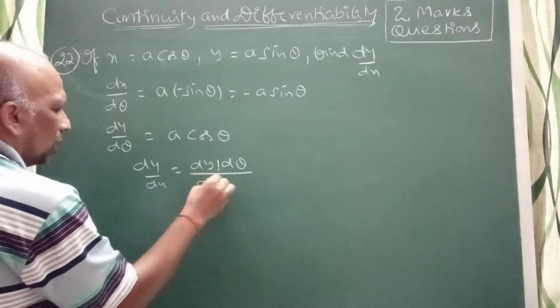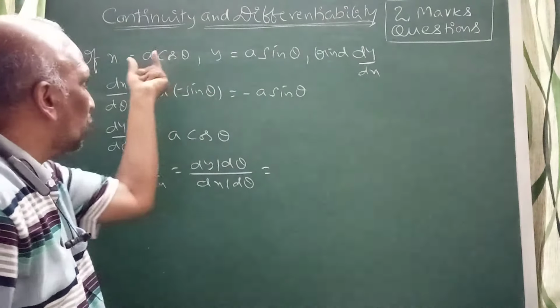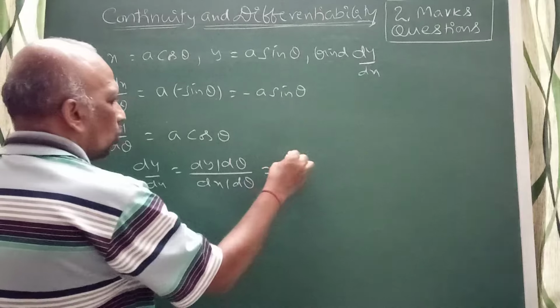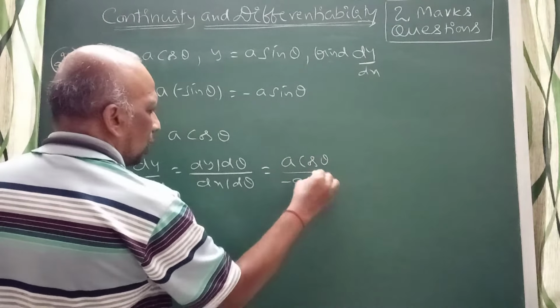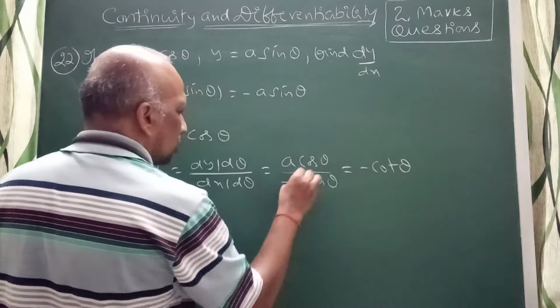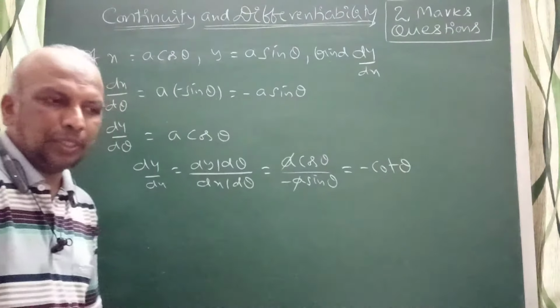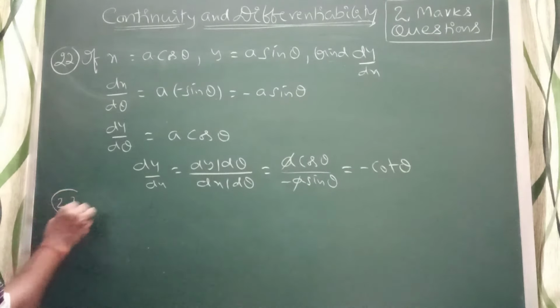by dx by d theta. Derivative of this by derivative of this. You will get a cos theta by minus a sin theta. It gives minus cot theta. Minus cot theta.